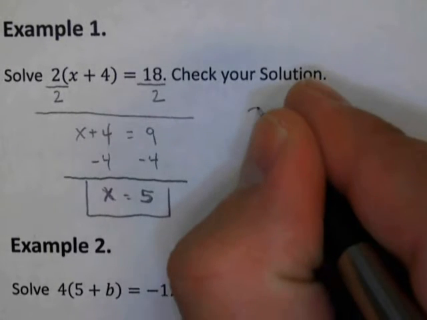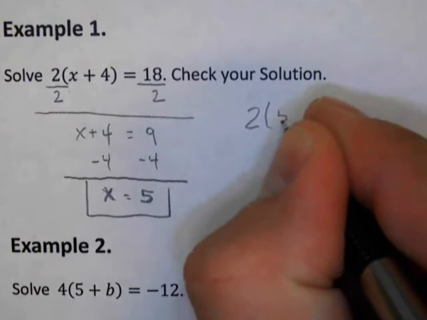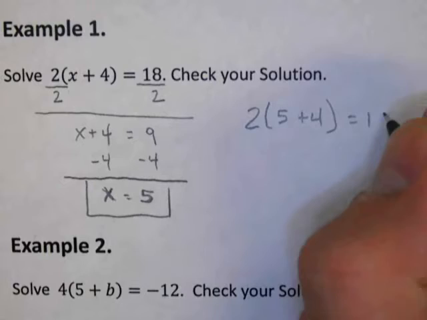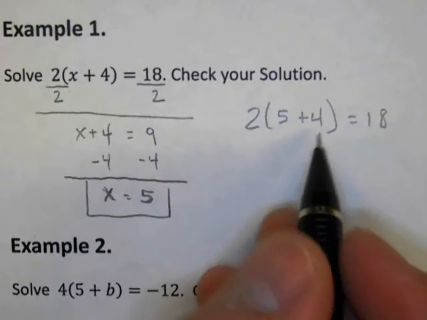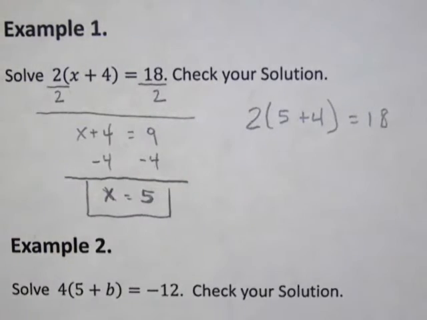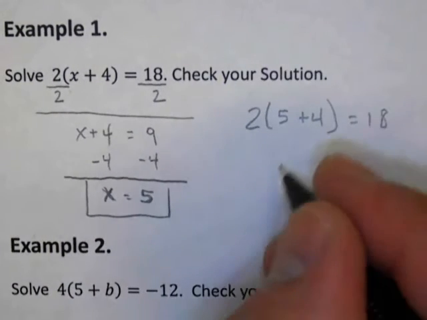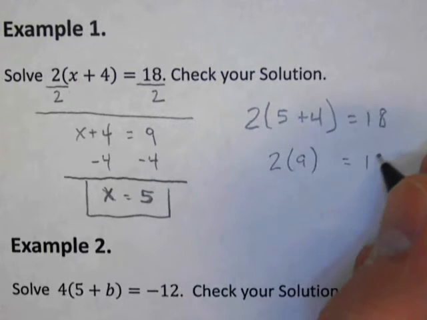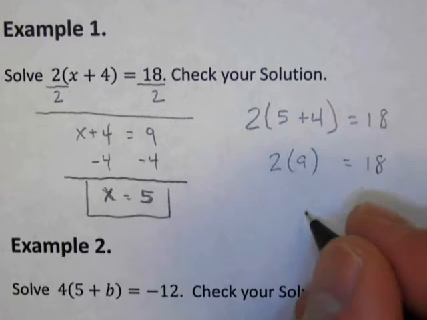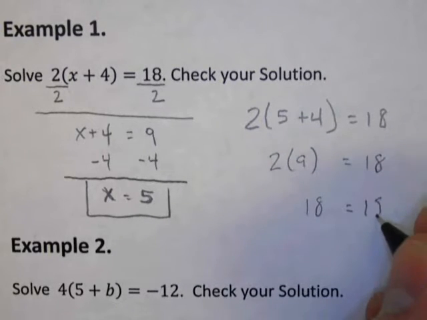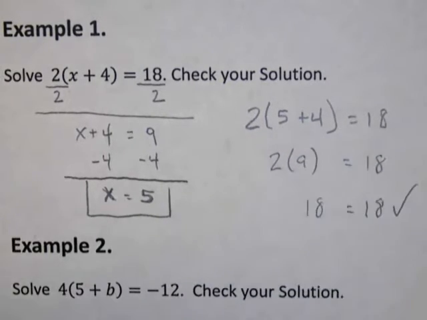We've got to say 2 times, plugging in 5 for x, (5 plus 4) equals 18. When we're solving an equation, we have to do what is inside the parentheses first. So 2 times 9, since 5 plus 4 is 9, equals 18. We see 2 times 9 is 18, and 18 is equal to 18, so that checks out. We're good. Okay, let's do example 2.